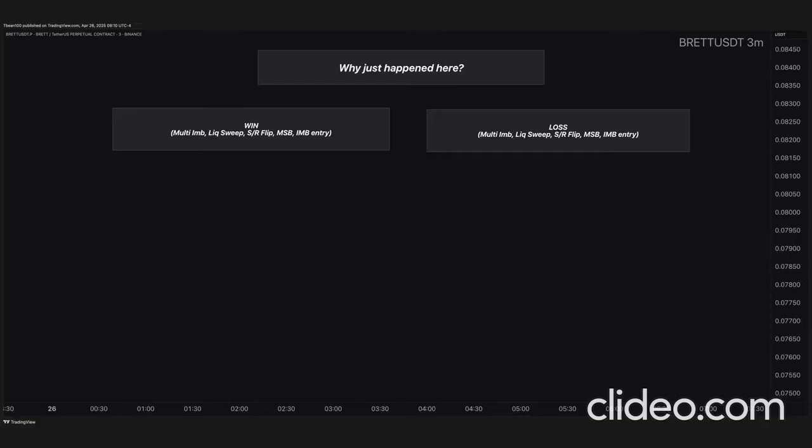The winning setup: multi-imbalance area, inner liquidity sweep, inner SR flip zone, market structure break, and imbalance entry. What about the losing setup? Multi-imbalance area, inner liquidity sweep, inner SR flip zone, market structure break, and the imbalance entry. Wait, what? 100% exactly the same setup. Zero difference at all. How is this even possible? It sometimes works, and it does not work another time.